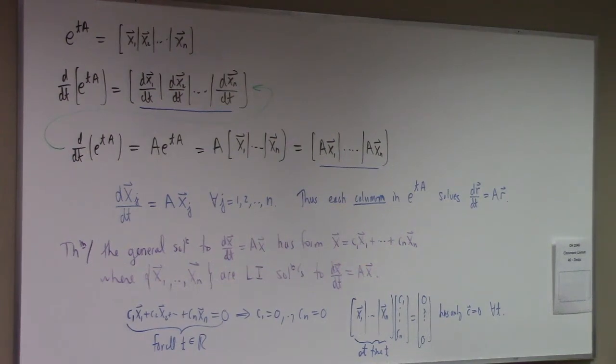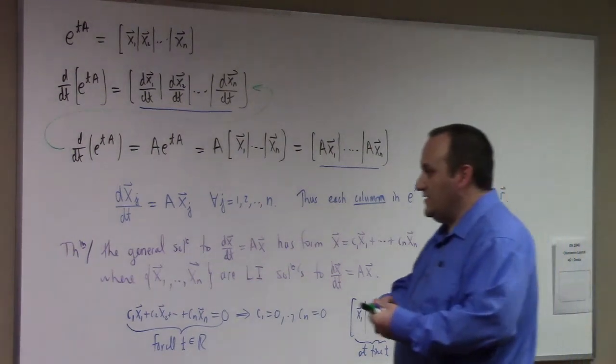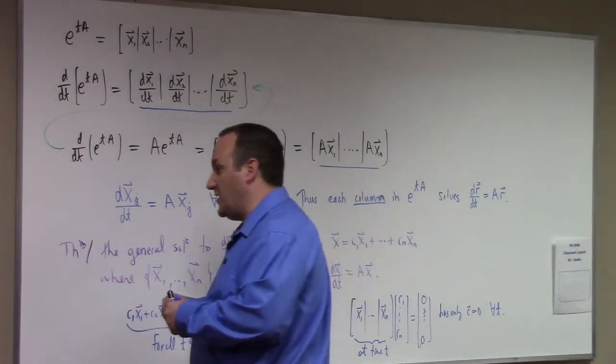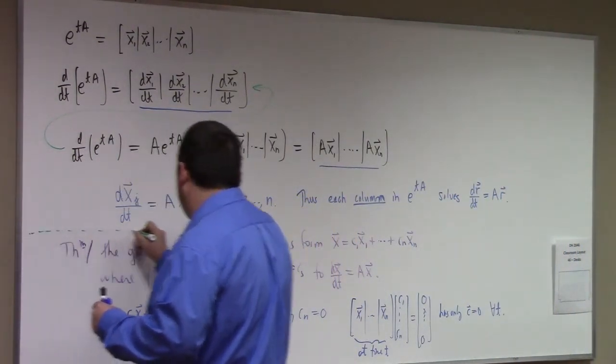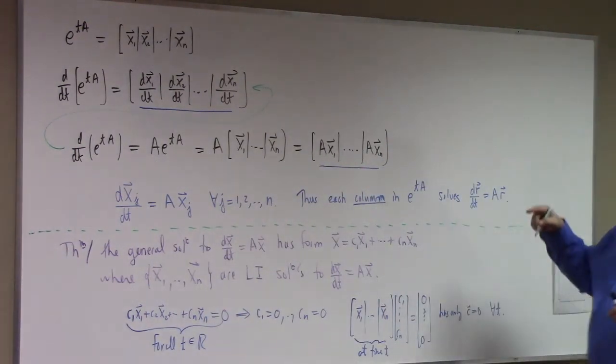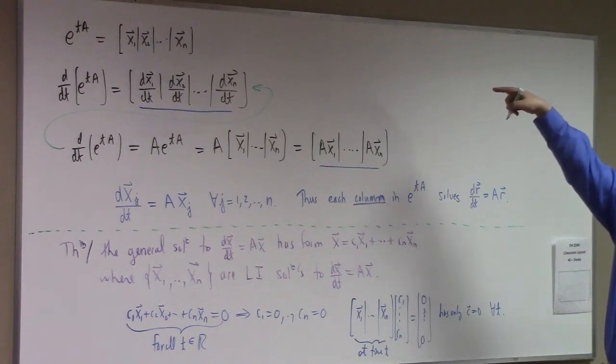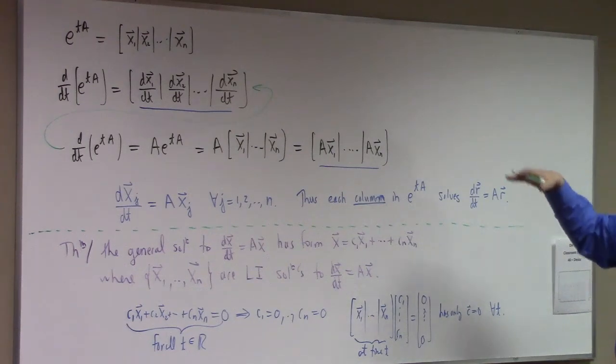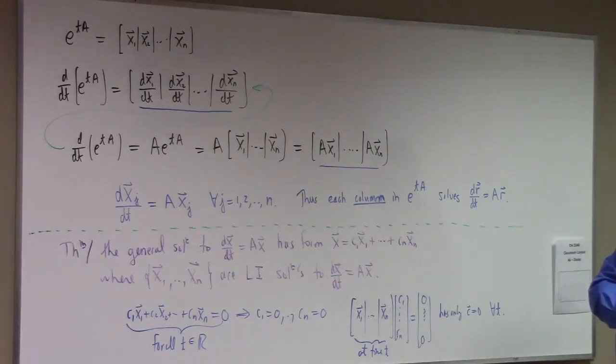Below the dotted line, I was trying to use x1 through xn as if they're arbitrary. Above the dotted line, the x1 through xn were specifically the columns of the matrix exponential. I made a change in focus below and above that dotted line. But that's not bad notation, because in fact, the columns of the matrix exponential can be taken to be those x1 through xn, which are linearly independent.